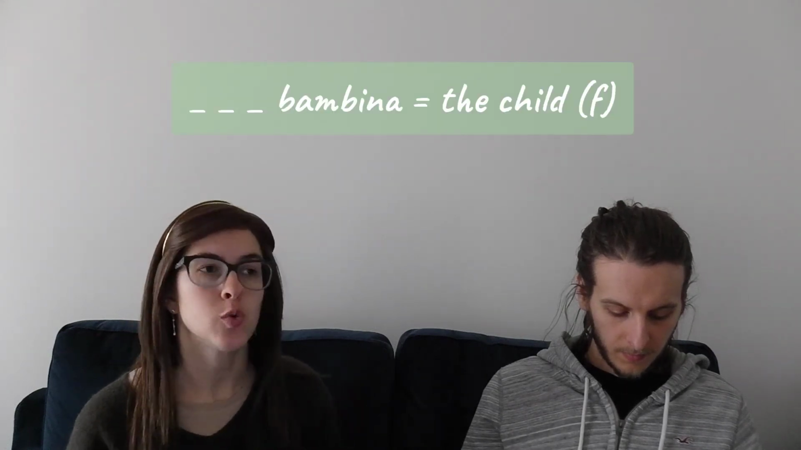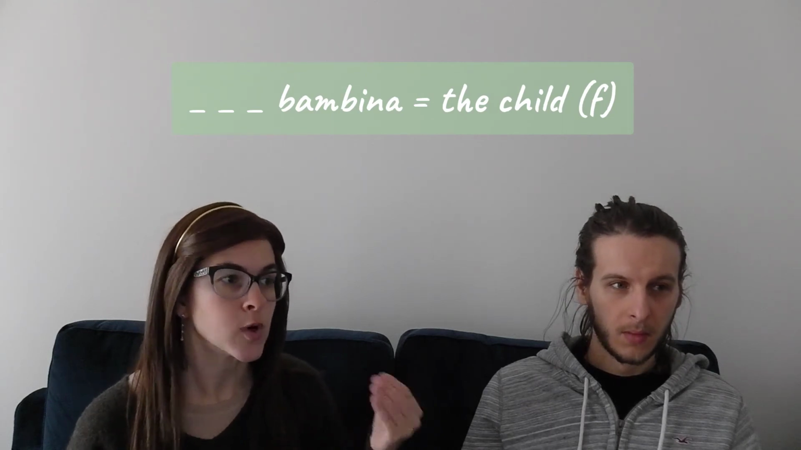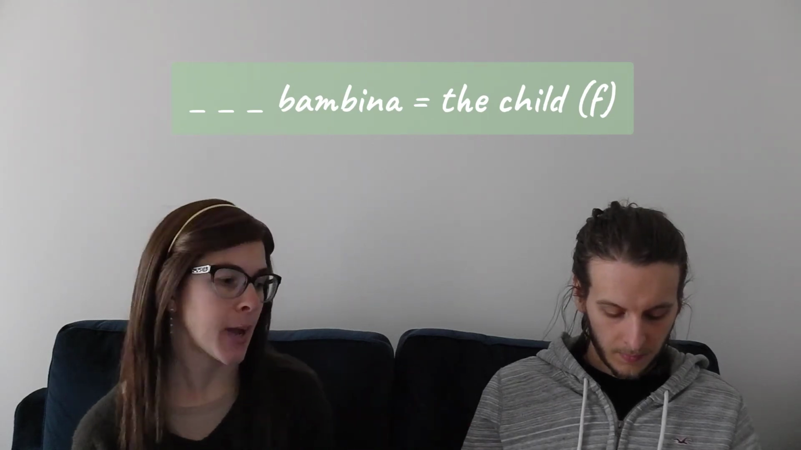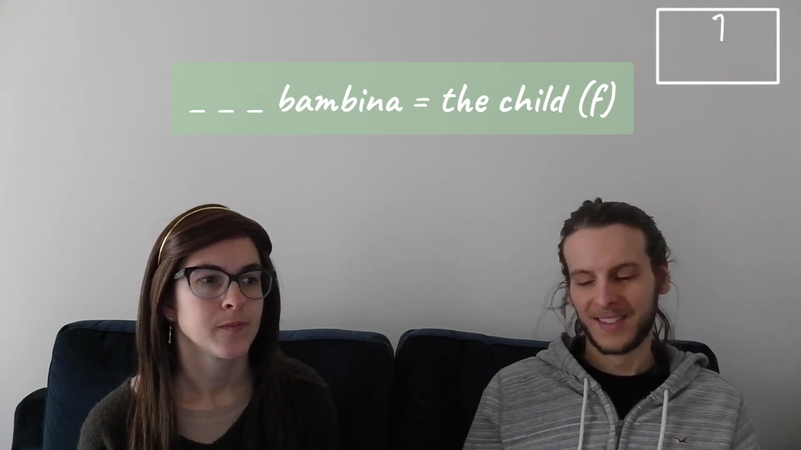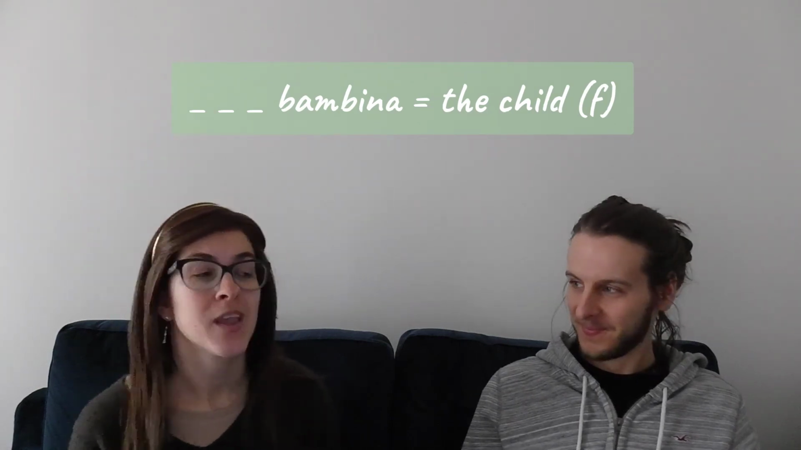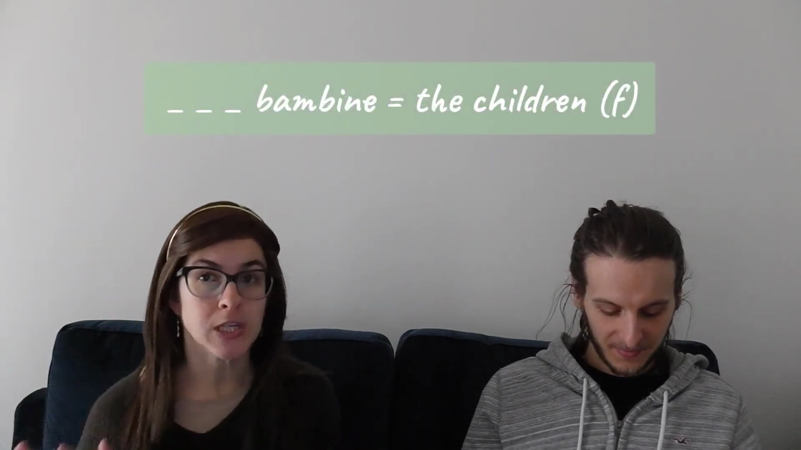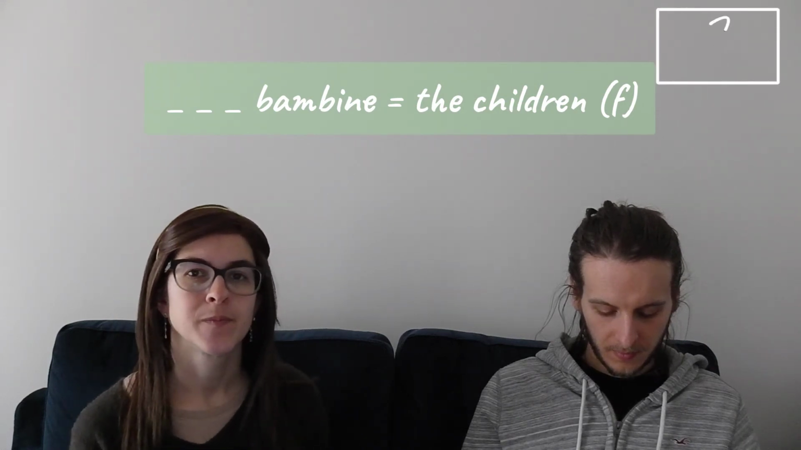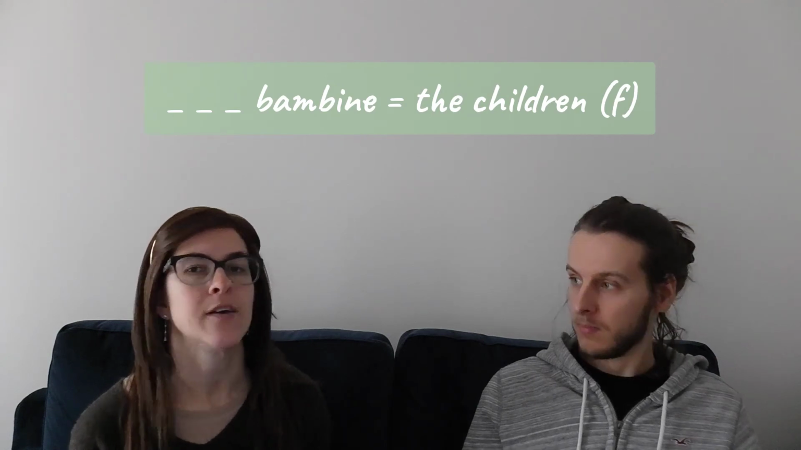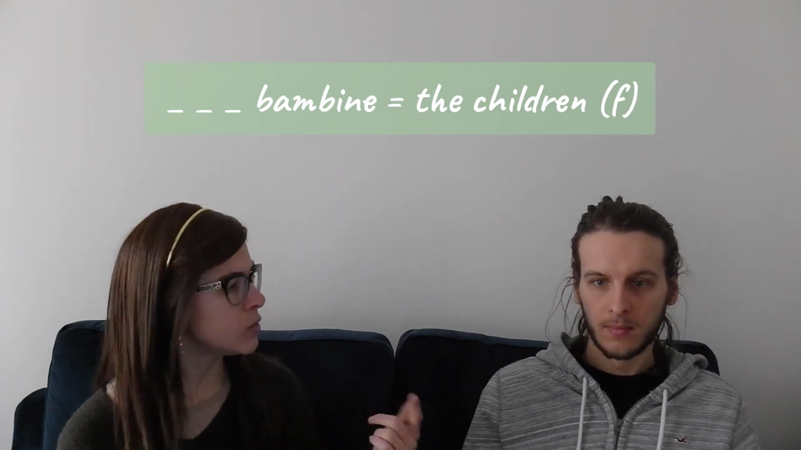The child, the female child, is bambina. What's the correct article for the child, bambina, in the singular? Now do me the plural for the female children, bambine. I think we're done with the 5 seconds. We can do it one by one, or shall we give the solutions right at the end? Let's give the solutions right at the end.